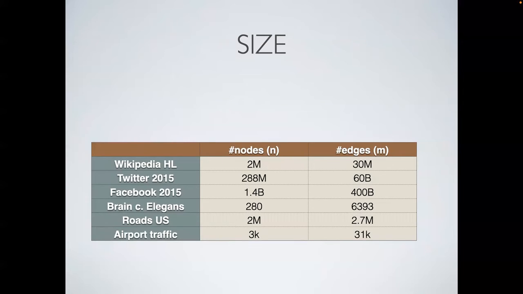Just some examples of networks I took from papers, with the description giving the number of nodes and the number of edges. Obviously it can be very different. You can go from a small network like the brain of C. elegans, which has only 280 neurons, I think it is, and 6,000 edges. And you can go to a very large network like Facebook, here in 2015, with 1.4 billion nodes and 400 billion edges.